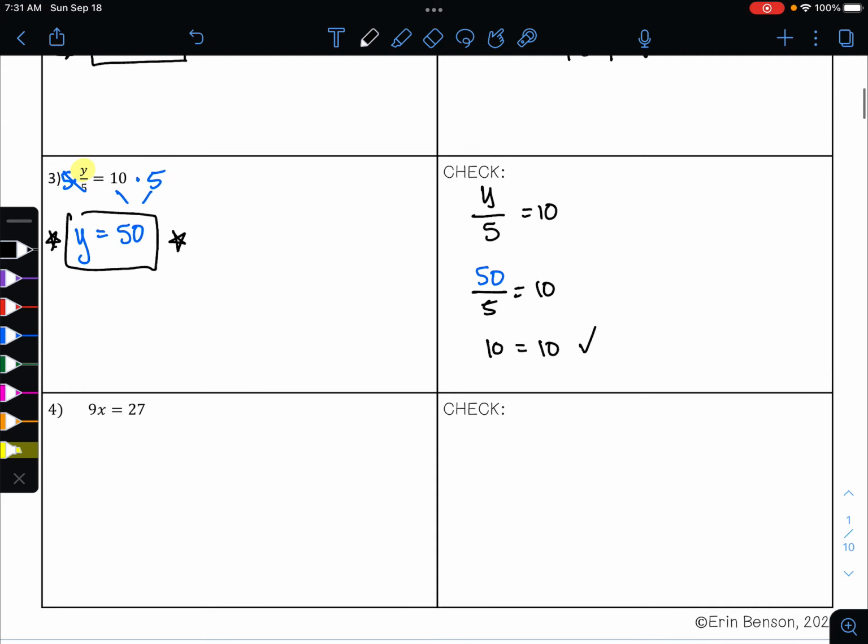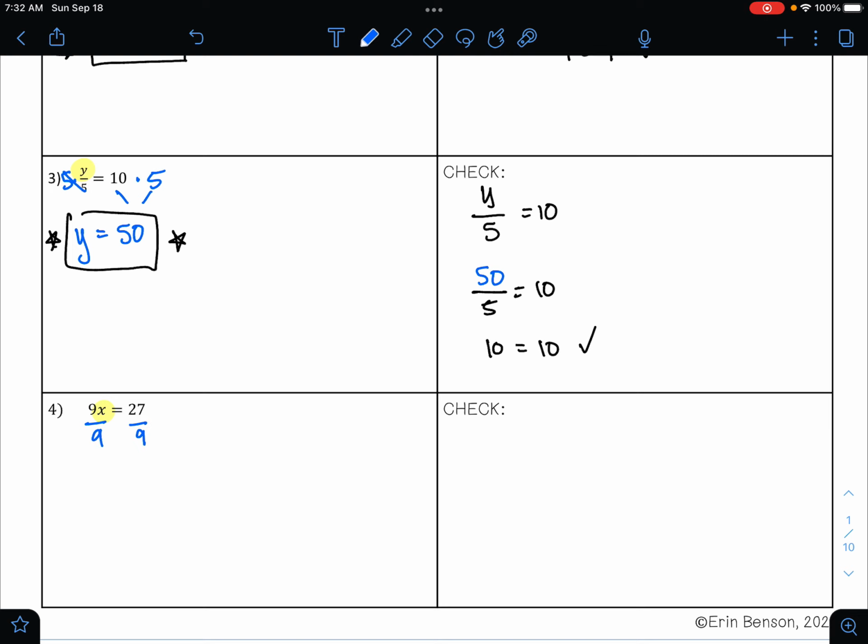And let's look at our last one here. Here we have 9x equals 27. We want to get x alone. What operation is happening to x right now? Multiplication. Whenever you have a number and a variable together like this, that means you're multiplying 9 by x. And to undo multiplication, we're going to do division.